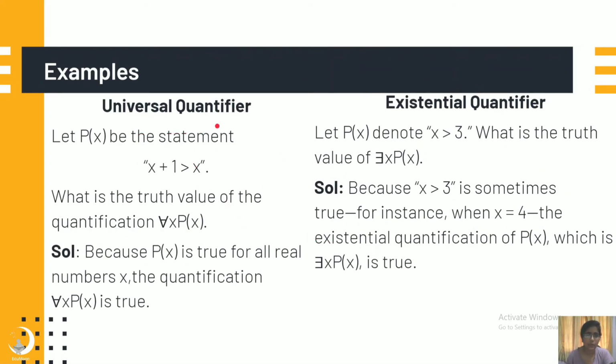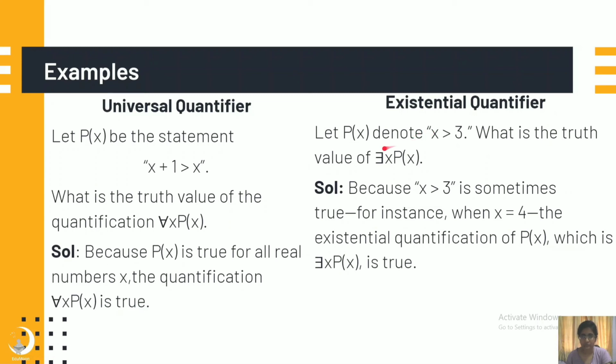Here is the example of the universal quantifier. Let P of X be the statement x plus 1 is greater than x. What would be the truth value of the quantification for all x, P of X? Because P of X is true for all real numbers x, the quantification for all x, P of X is true. If you assign any real number, like 1, 2 or any real number, this condition is satisfied. Therefore for all x, P of X is true.